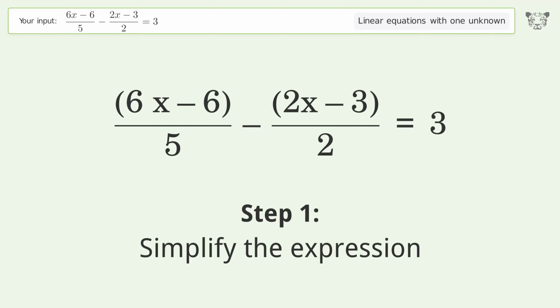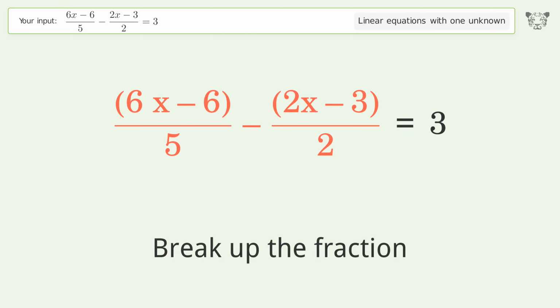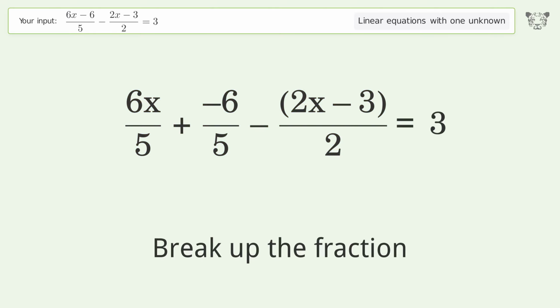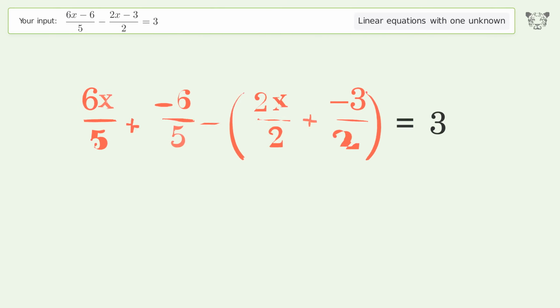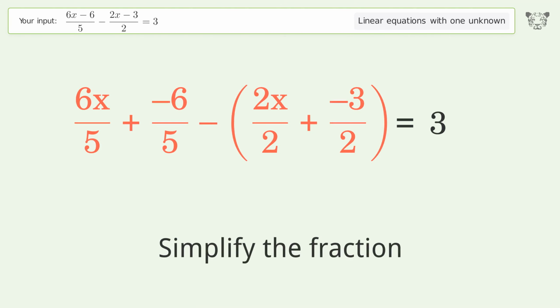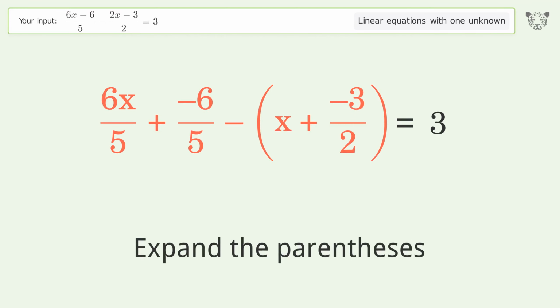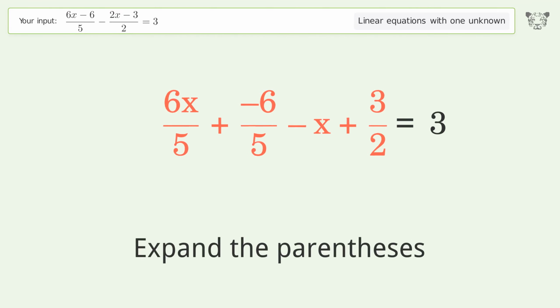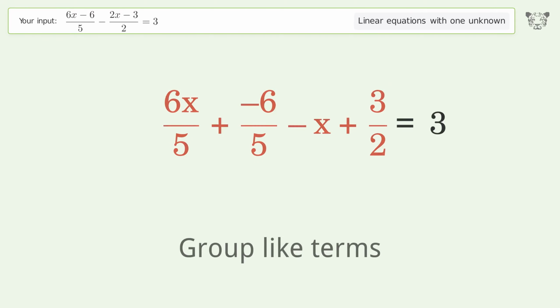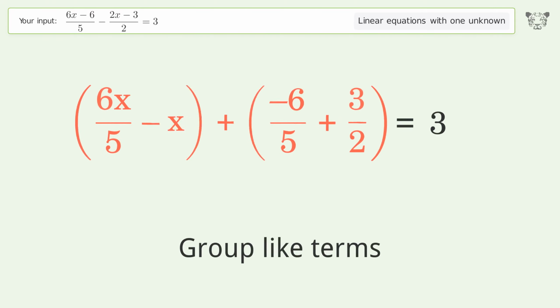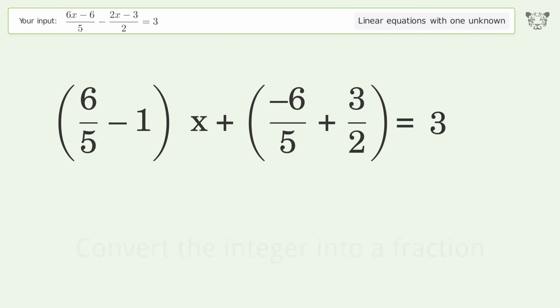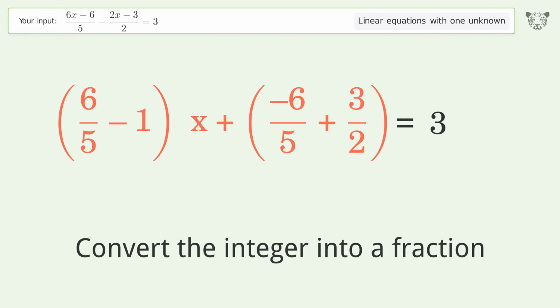Simplify the expression. Break up the fraction. Simplify the fraction. Expand the parentheses. Group like terms. Group the coefficients. Convert the integer into a fraction.